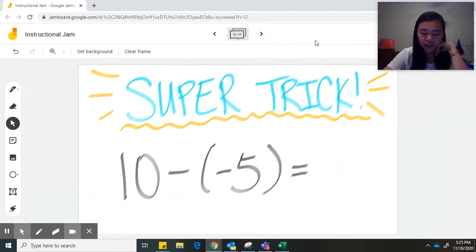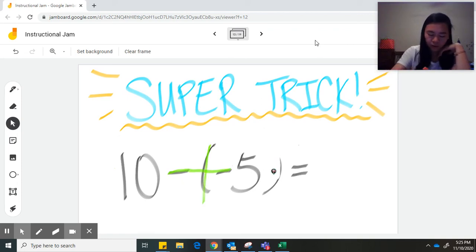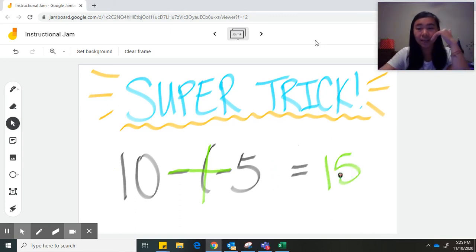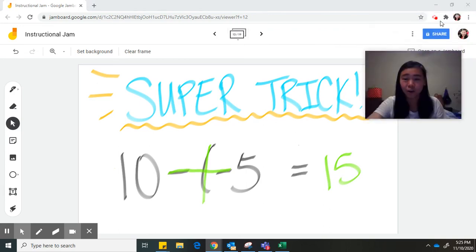If you see minus a negative, make it a plus. You see minus a negative, so use your pen, and we're just going to connect those two negative signs. Use our parentheses here. It already looks like a plus sign. Ignore this. 10 plus 5 is 15. So 10 minus a negative 5 is 15. Hope this helps.